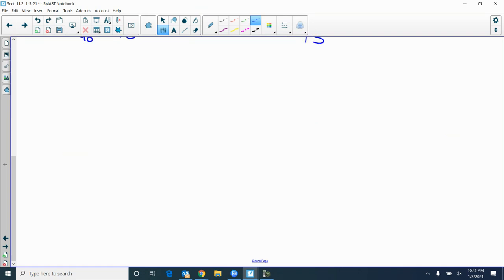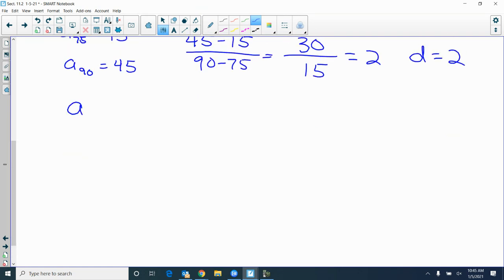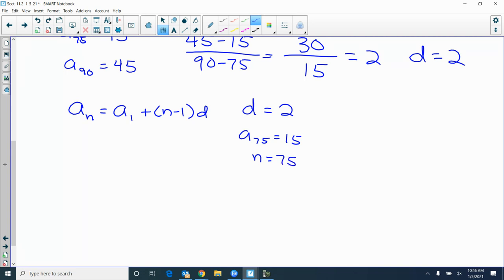Here's how I'm going to do this one. I'm going to start with A sub n equals A sub 1 plus n minus 1 times D. I know D is 2. Use either one of these points. I don't know what the first term is. You could probably count backwards from 15, subtracting 2 seventy-five times, but I'm not going to do that. I'm going to use the fact that A of 75, the 75th term, is 15. That means my n is 75, and that term is 15.